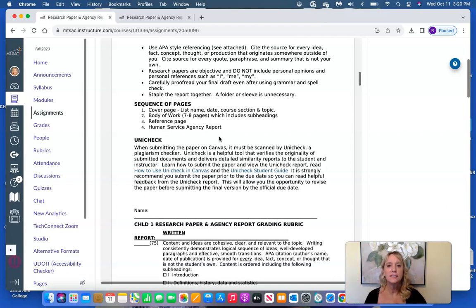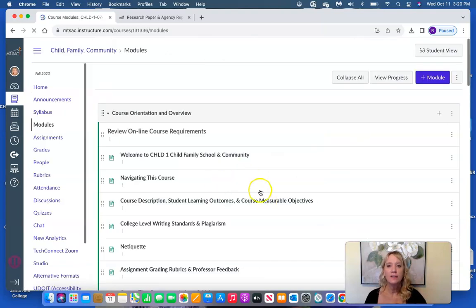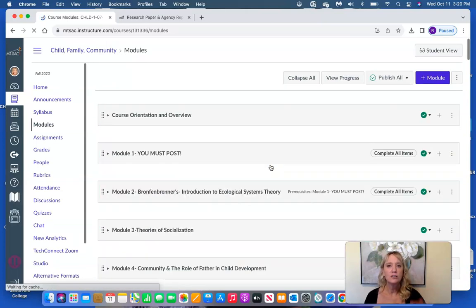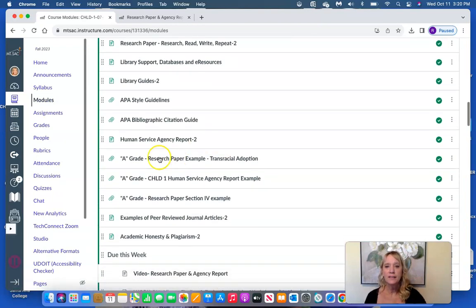And again, there's an example paper. I'm just going to show you. I didn't want to take too long on this video, but go to Module 8 and you will see that there is an A grade research paper example. It'll help you. That's an A paper. And then right underneath it is the Human Service Agency report example.